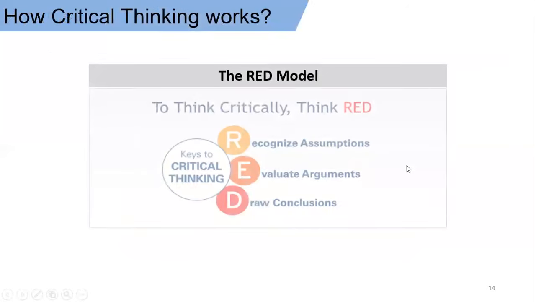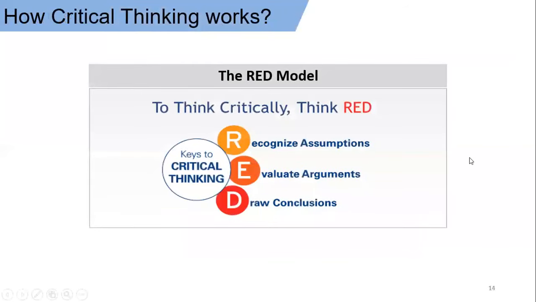Okay, so here's one way that you want to think about critical thinking. When you think critical thinking, I'd like you to think about the RED model. The RED model says that you've got to recognize assumptions. And like some of you rightly pointed out, Mike, Shravan, there are human biases, you need to be logical. So you have to recognize the assumptions that you have.